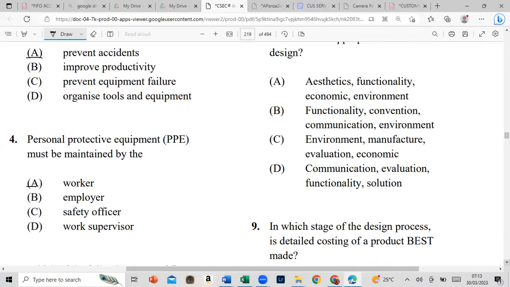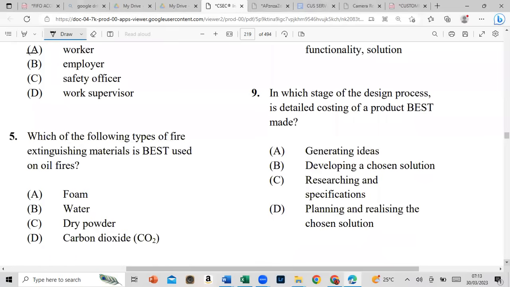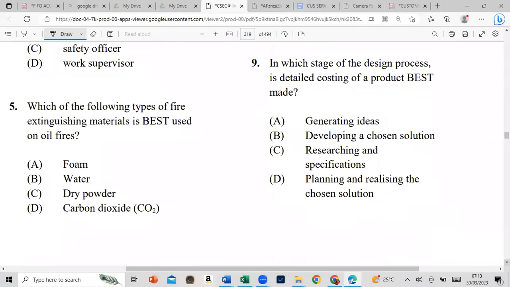Let's see where number 5 is. Which of the following types of fire extinguisher material is used on oil fires? Is it A. Foam, B. Water, C. Dry powder, or D. Carbon dioxide? And that is dry powder. So that would be C.